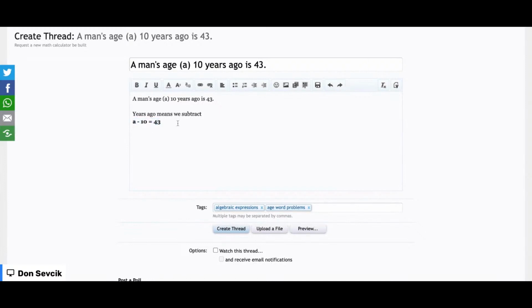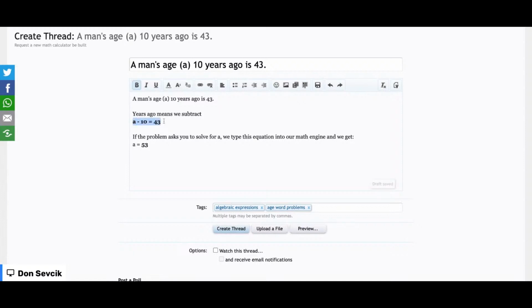But sometimes they may ask you to solve for A. If the problem asks you to solve for A, we type this equation into our math engine. Get A equal to 53.